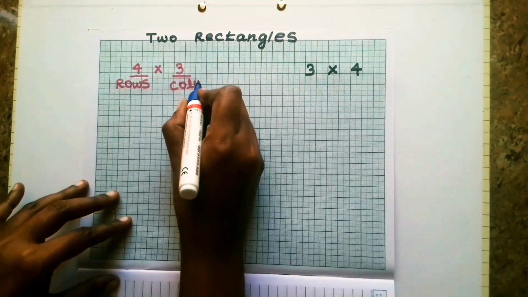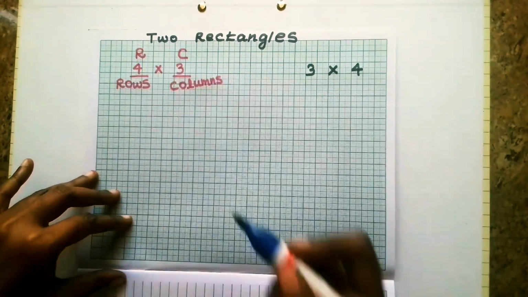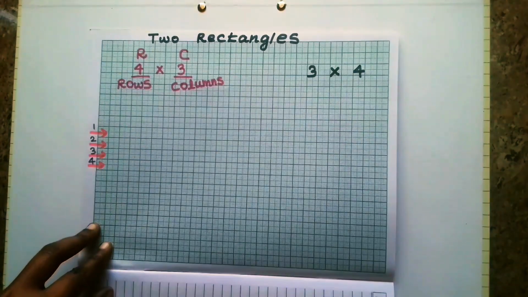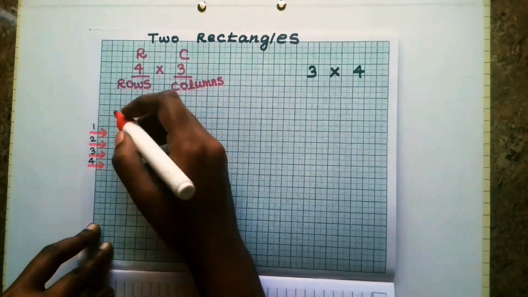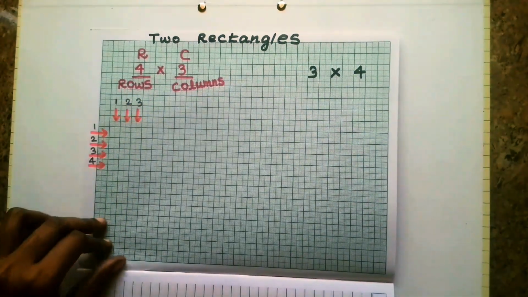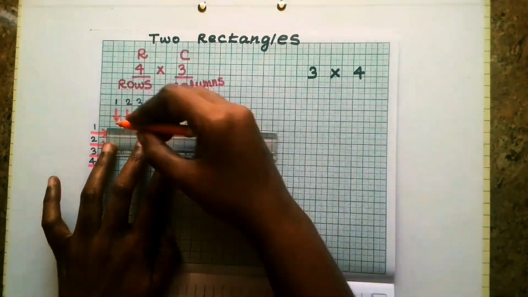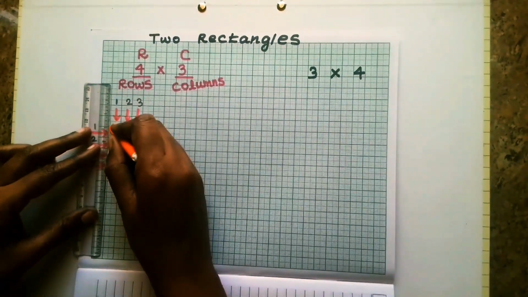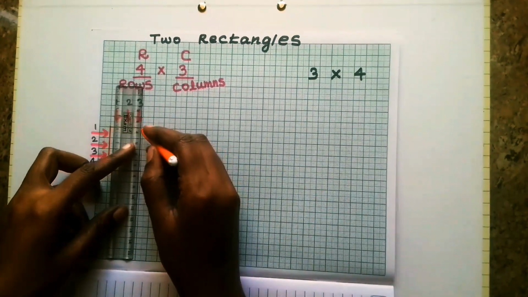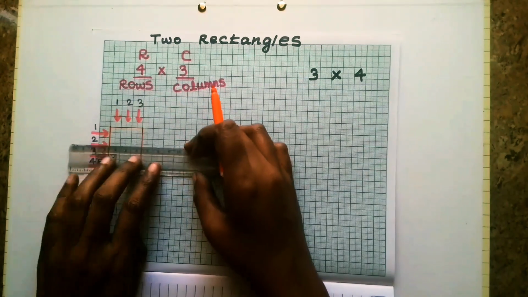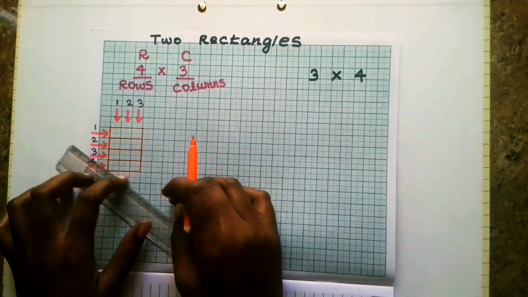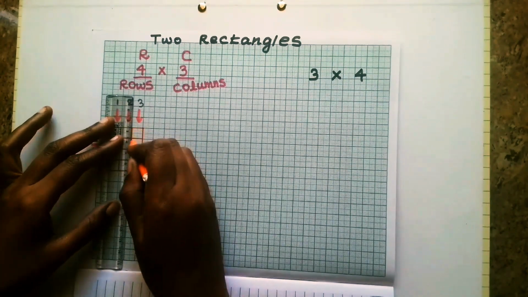In the 4 cross 3 rectangle, number 4 represents 4 rows, so you need to create 4 rows, and number 3 represents 3 columns. So you need to create 3 columns now. In order to find 4 cross 3, mark a rectangle with 4 rows and 3 columns, and finally count the number of squares in it.